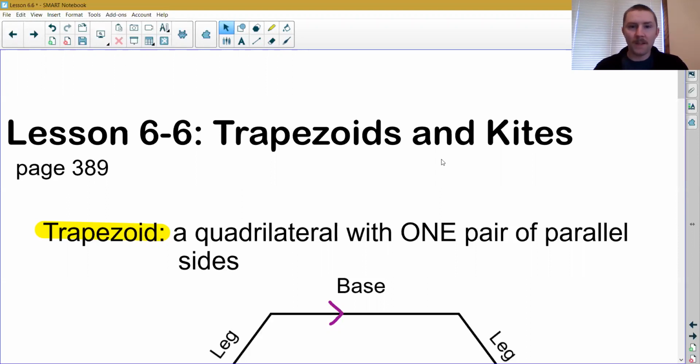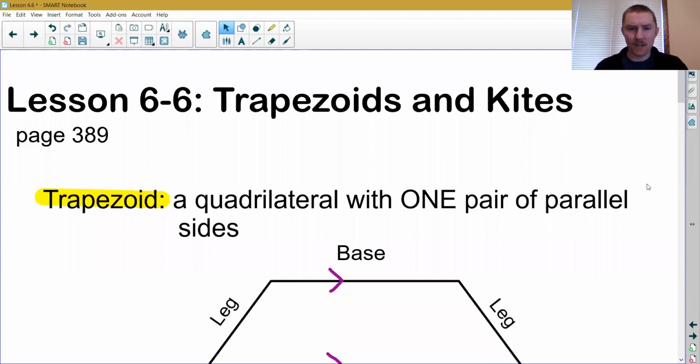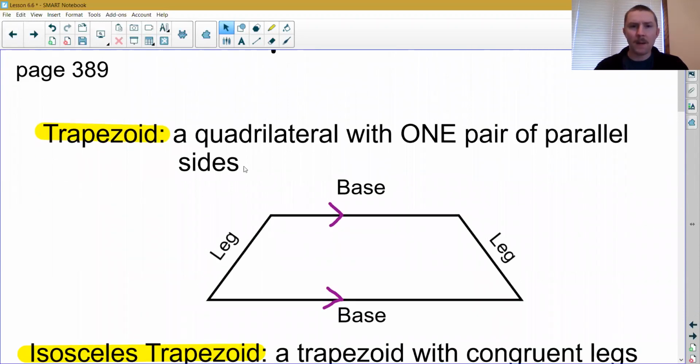And the first one is a trapezoid. A trapezoid, I think, is a shape that we have some familiarity with. It is a quadrilateral with one pair of parallel sides. Okay, that's different than a parallelogram because a parallelogram had both pairs of sides parallel, right? In a trapezoid, we only have one, okay? So we can't have a trapezoid and a parallelogram at the same time. Okay, trapezoid is only one pair of parallel sides.